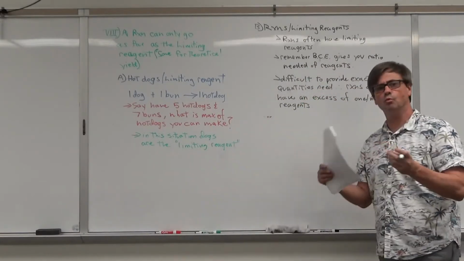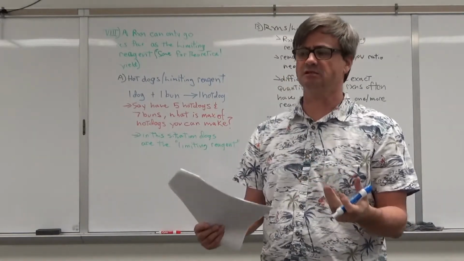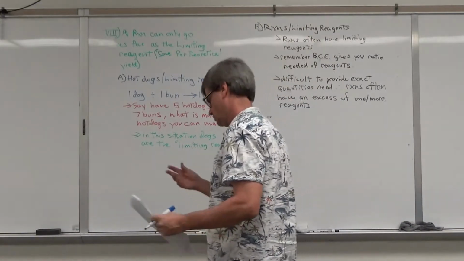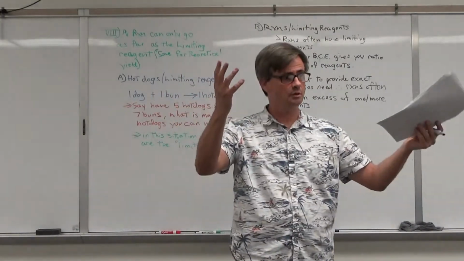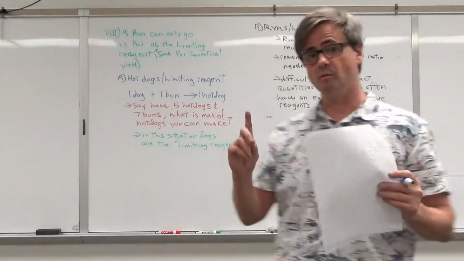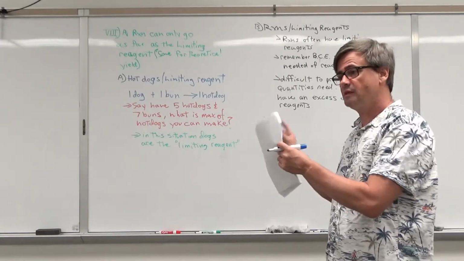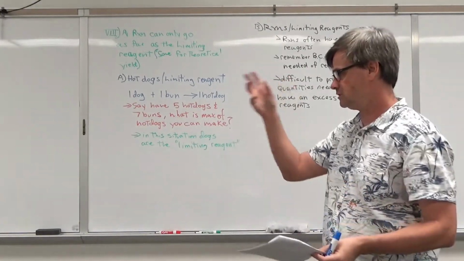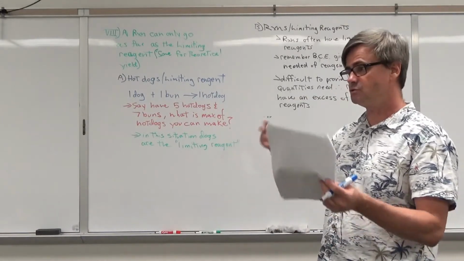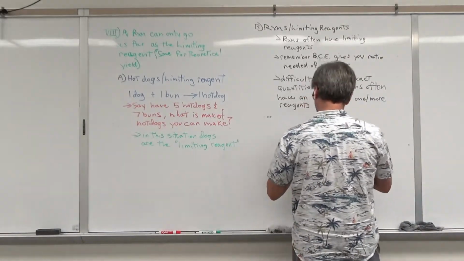If your reagents are 1-to-1, then it's pretty easy to decide which one of them is limiting. If you're given masses, you simply figure out the moles, you decide which one's smaller, and that's the limiting reagent. If the balanced chemical equation says it's 1-to-1. But if the balanced chemical equation says you need 6 of this and 1 of that, you can't just look at the number of moles. You've got to take into account that 6-to-1 ratio.